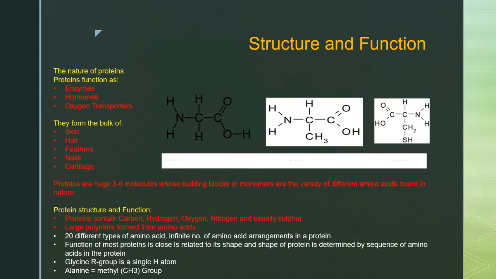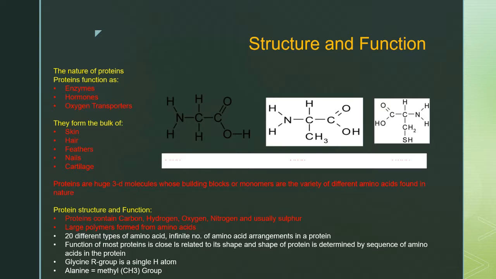Proteins essentially are just huge 3D molecules whose building blocks or monomers are the variety of different amino acids found in nature. The three diagrams you see on the screen are amino acids, or proteins technically. So, protein structure and function. The proteins contain carbon, hydrogen, oxygen, nitrogen and usually sulfur. Sulfur is the distinction one.